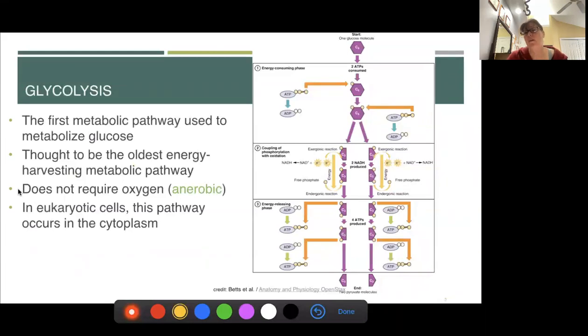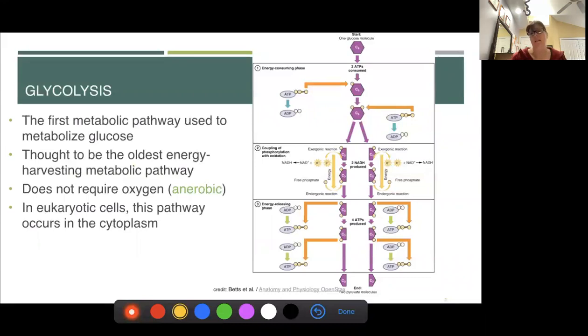It's a lot more complex than what we're showing here, and each step has a specific enzyme. This is a progression of steps that occur. We know pretty much all living organisms do glycolysis, which is why we believe that this is one of the first processes of metabolism to obtain energy. In this particular pathway, we do not use oxygen.